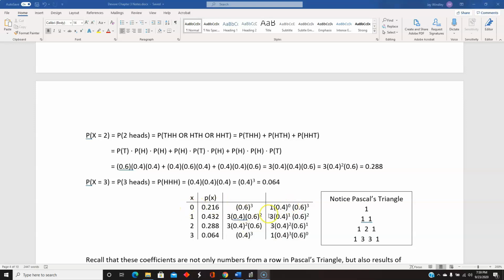When you have 0 successes, you have the probability of success to the 0. When you have 1 success, you have the probability of success to the 1. 2 successes, the probability of success to the 2, and so on. And as the powers on the probability of success go up, the powers on the probability of failure go down. But notice that in every case, those exponents add up to 3 because there's 3 trials. And also notice that our coefficients 1, 3, 3, 1 are just coming from a row of Pascal's triangle, if you're familiar with Pascal's triangle.